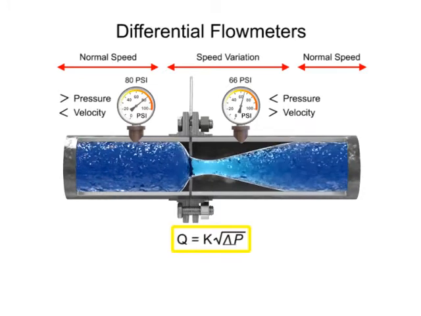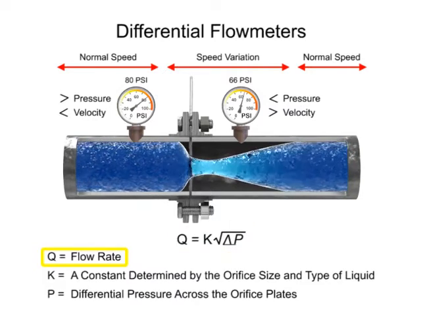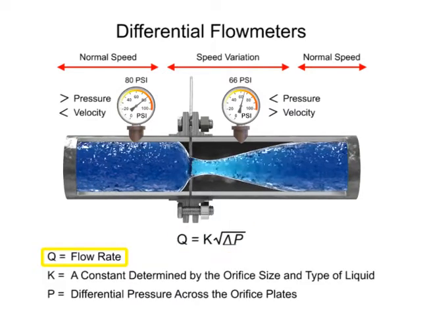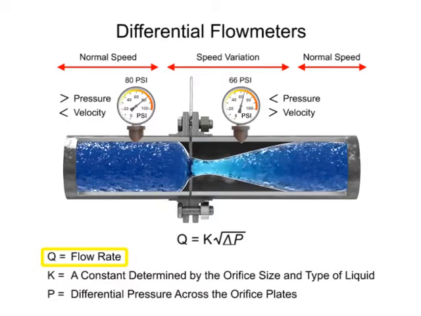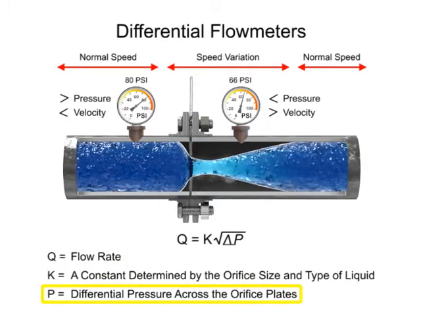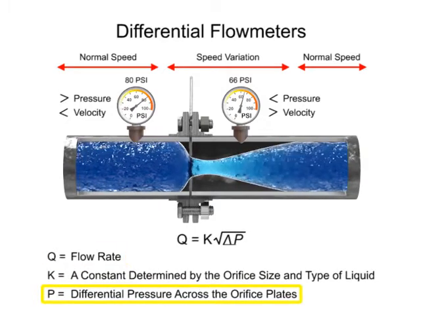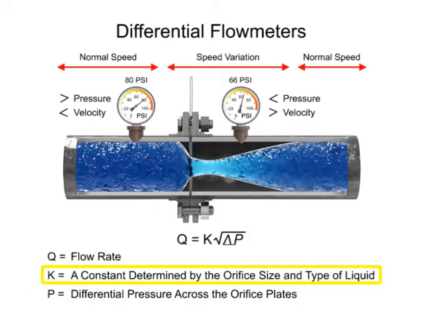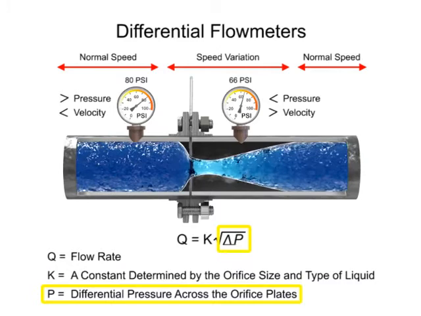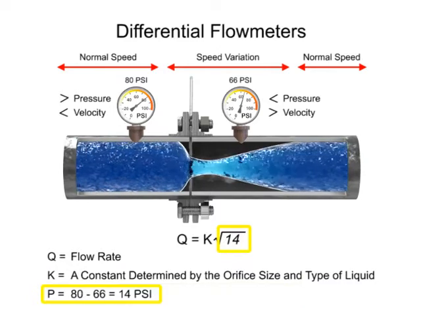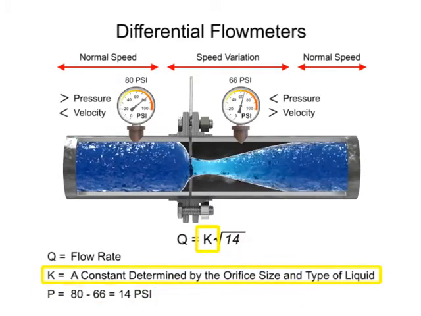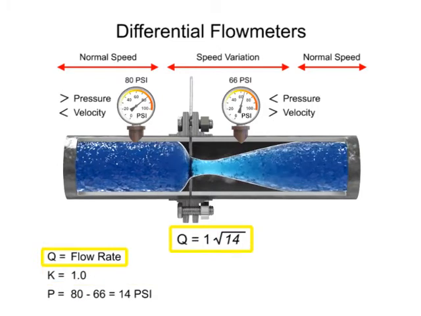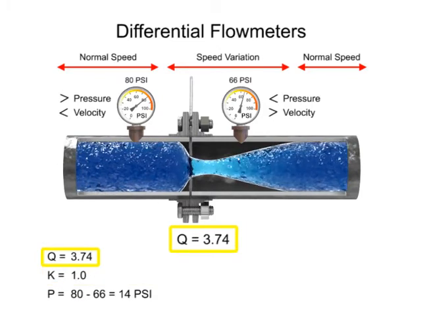determined. The flow rate, Q, of a fluid through an orifice plate increases in proportion to the square root of the pressure difference on each side multiplied by the K factor. For example, if the differential pressure increases by 14 psi with a K factor of 1, the flow rate is increased by 3.74.